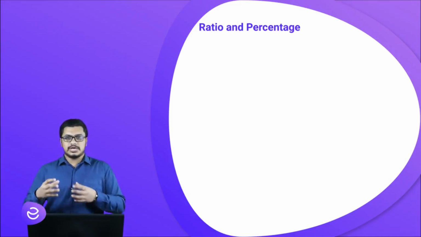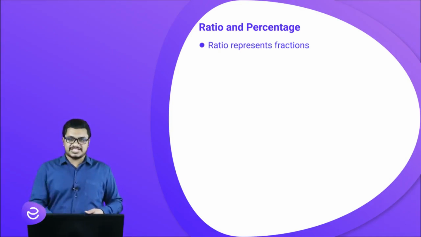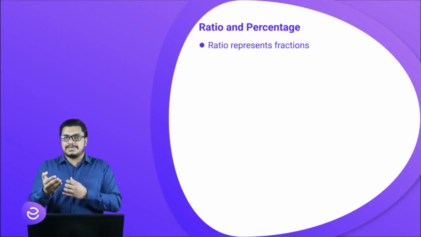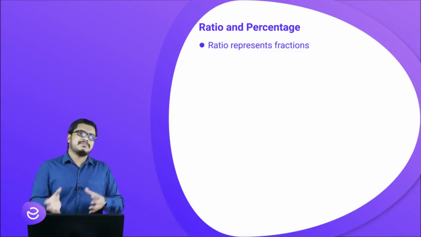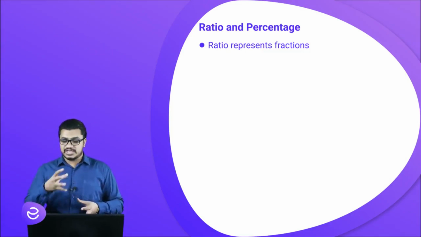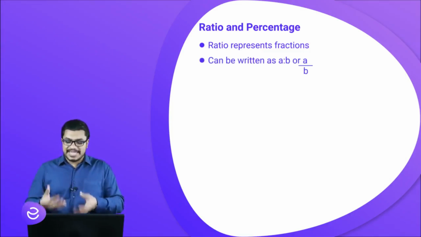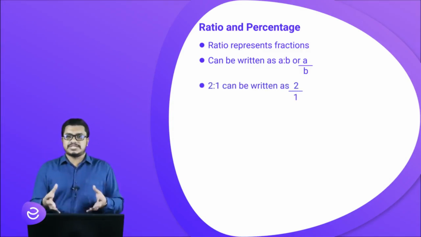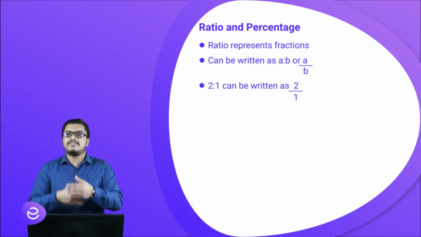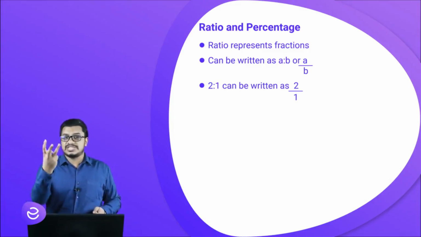Ratio we have discussed in some other subjects also. Ratio represents fractions, so A is to B or A by B. Whatever can be represented in fractions can be represented in ratios also. It is written this way for easier calculation. So 2 is to 1 is a ratio, and it can be written in the form of 2 by 1. 2 is to 1 means there are actually 3 parts.